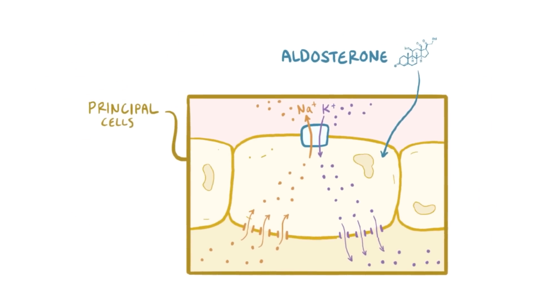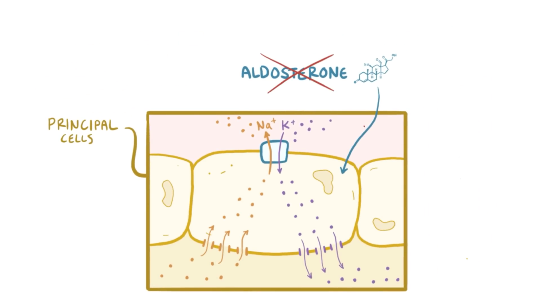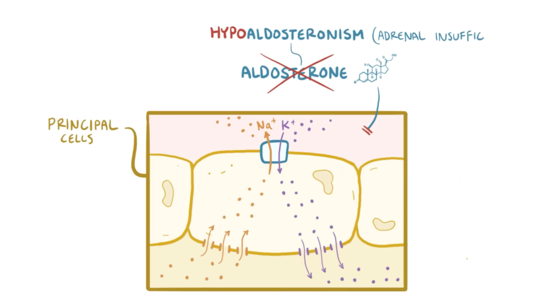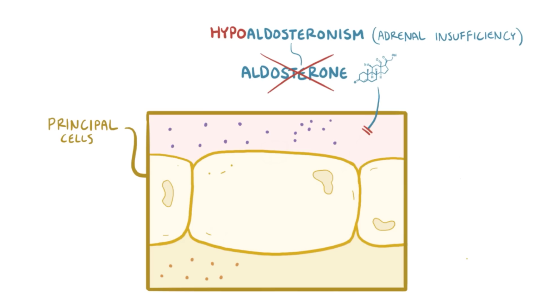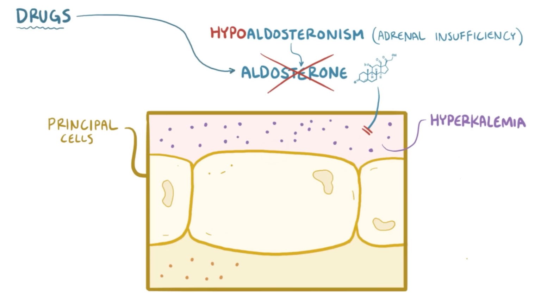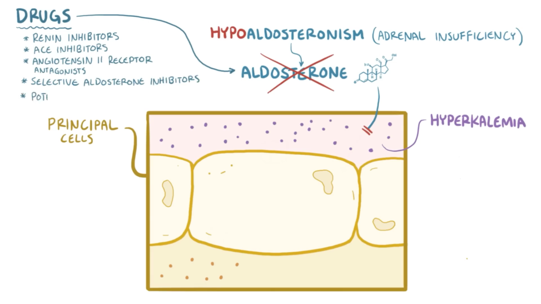All that being said, in situations where somebody's unable to produce enough aldosterone, or hypoaldosteronism, also known as adrenal insufficiency, then there's less potassium secretion by the principal cells, and therefore more potassium is retained, which leads to hyperkalemia. Along the same lines, drugs that reduce the effect of aldosterone can also cause hyperkalemia. And these are drugs like renin inhibitors, ACE inhibitors, angiotensin II receptor antagonists, selective aldosterone blockers, and potassium-sparing diuretics.